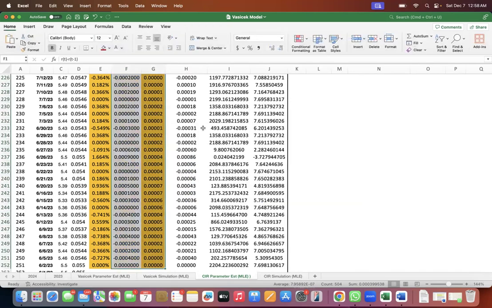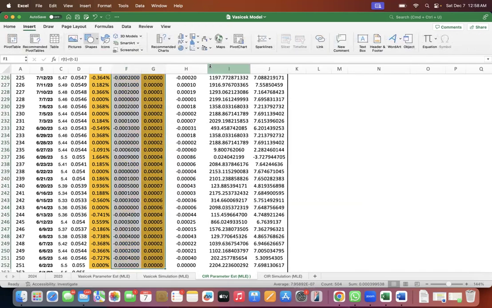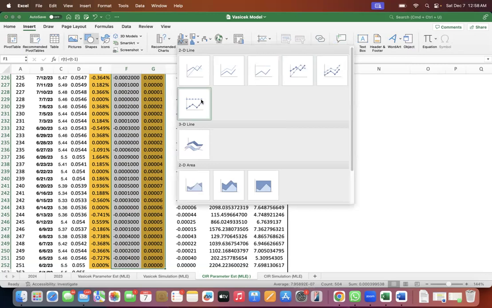I recently purchased this Mac, so I'm not very good with using it as of now.